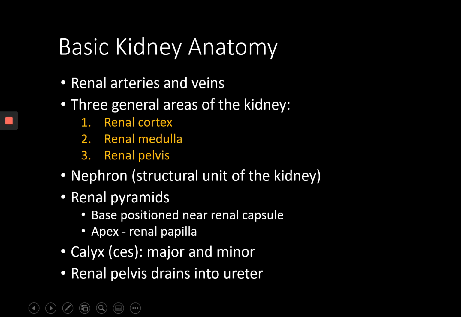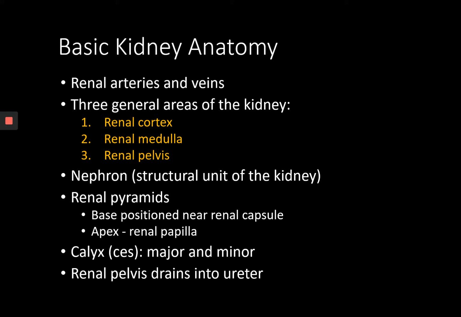So let's review some of that again. We have a renal capsule on the outside of the kidney. It's a thin, fibrous membrane adjacent to the cortex, which is one of the three general areas of the kidney. Then you have fat outside of that, and then the renal fascia, which is fibrous connective tissue to hold the kidneys in place against the abdominal cavity and against those adrenal glands.